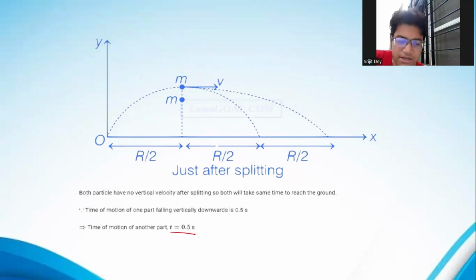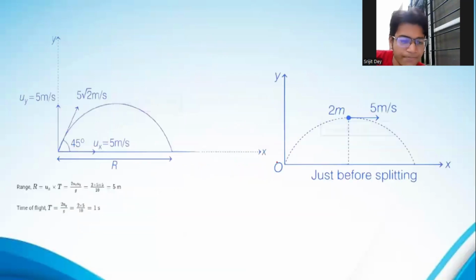The time that is given, that is 0.5 seconds to fall down. So the distance of this particle would be nothing but the difference between these two, that is r by 2 as given, and r is your range, and your range that was earlier calculated was 5 meters. So the answer is 5 by 2. That's simple.